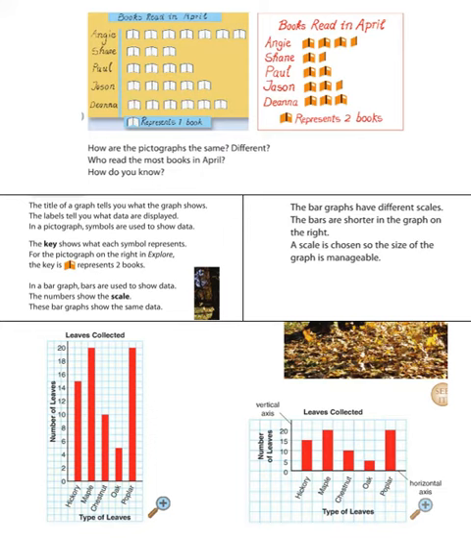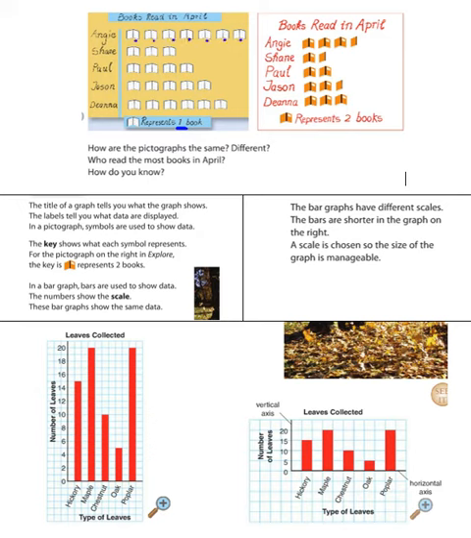Look at the legend, though, or the key. We have one of these books represents one book, and then over here one of these books represents two books. So that's where we're getting a little bit different look on each pictograph. So if you've got a key that has kind of a one-to-one relationship, you're going to end up with more books on your pictograph. You're going to end up with more symbols.